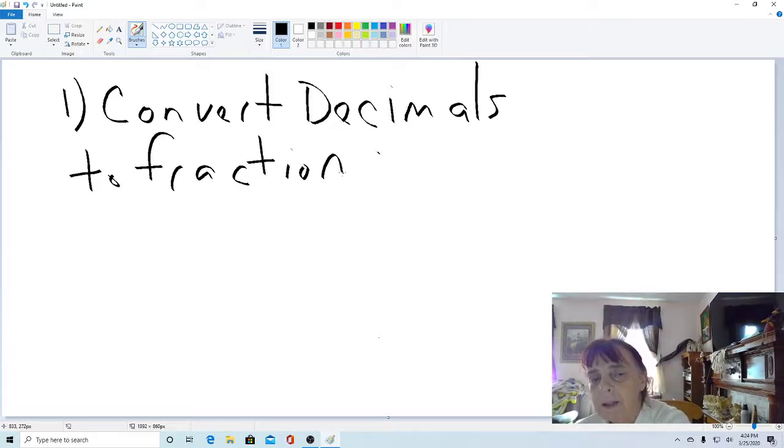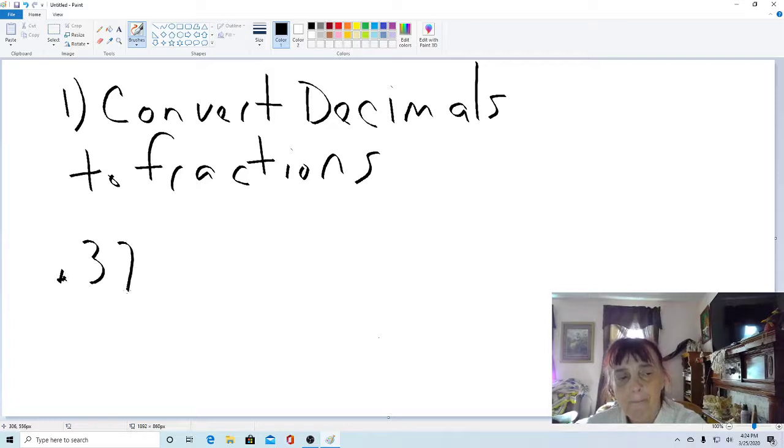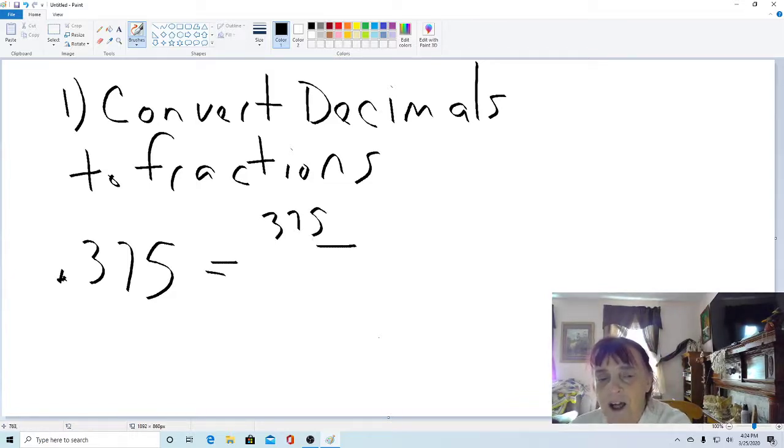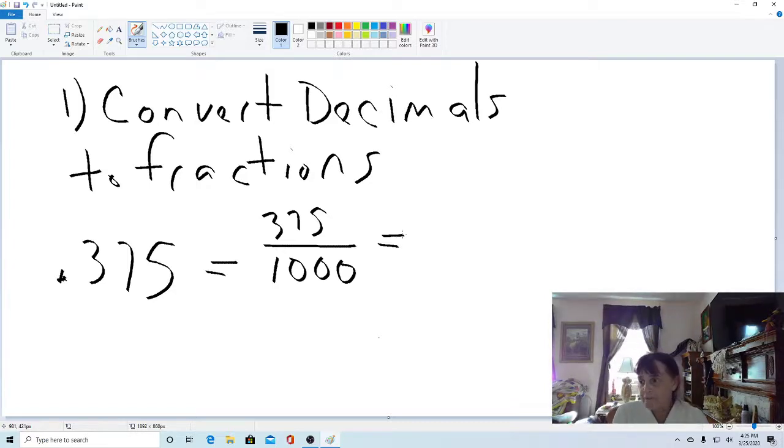Okay, so you have 0.375. One place to the left of the decimal is tenths place, two places is hundredths, and three places is thousandths. So 0.375 is going to be 375 over 1,000. And then you can reduce that by dividing numerator and denominator by 5. If you divide the numerator by one number, you have to divide the denominator by the same number.